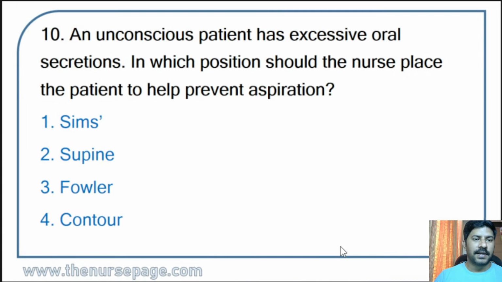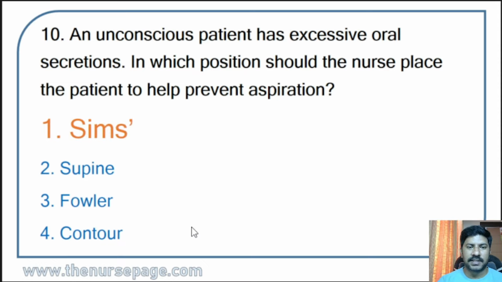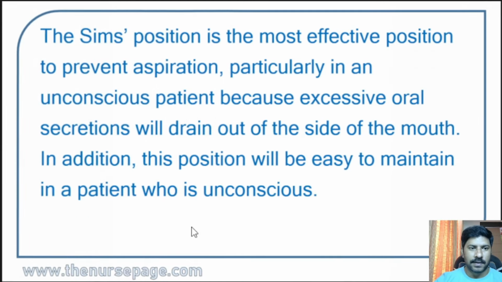10th question. An unconscious patient has excessive oral secretions. In which position should the nurse place the patient to help prevent aspiration? Sims position, supine position, Fowler's position, Kondor. Here the correct answer is Sims position, the Sims lateral position, which is best to reduce aspiration in an unconscious patient.